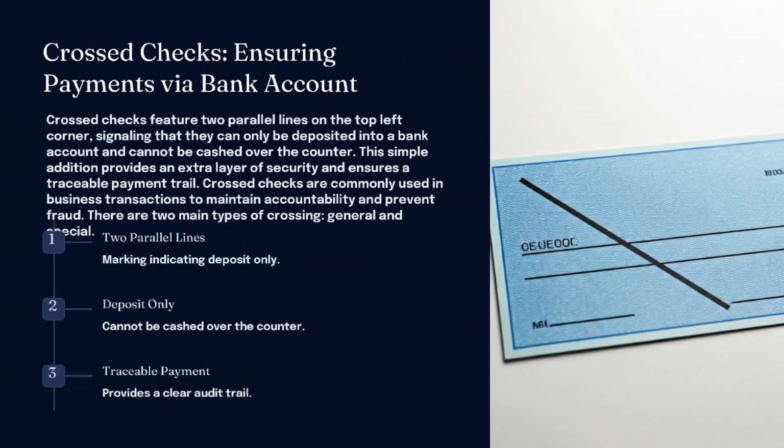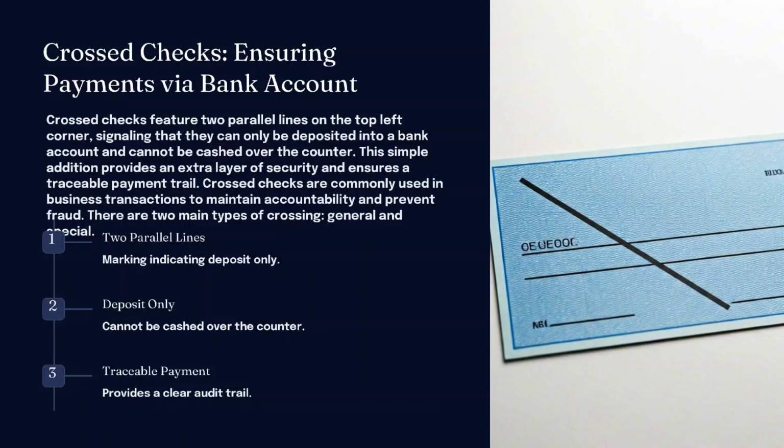Now let's discuss crossed checks, which feature two parallel lines on the top left corner, signaling that they can only be deposited into a bank account and cannot be cashed over the counter. This simple addition provides an extra layer of security and ensures a traceable payment trail. Crossed checks are commonly used in business transactions to maintain accountability and prevent fraud.